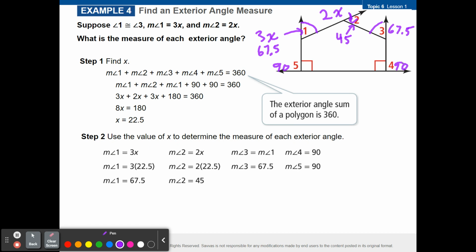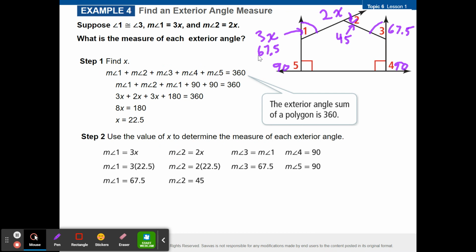That's all we need. And if we wanted to check this out, we would add it up. 90 plus 90 is 180, plus 67.5 plus 45 plus 67.5. That should equal 180 as well, giving us 360 total for the exterior angles.